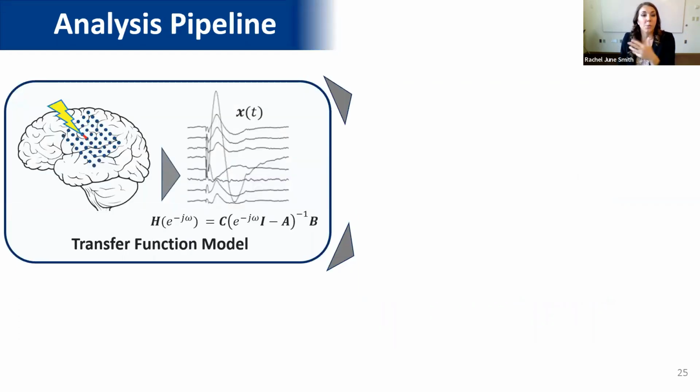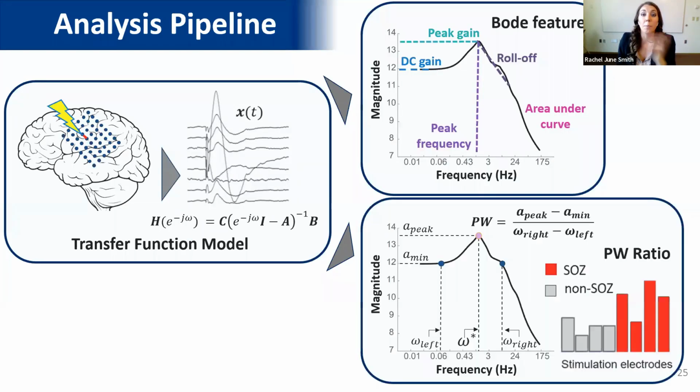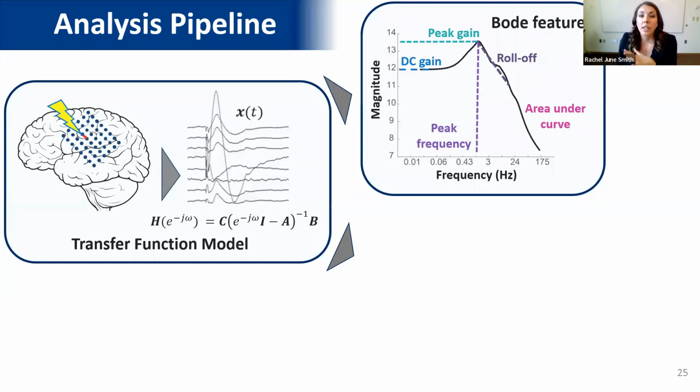So the way we're doing this, we get our transfer function model from SPES, and then we build these Bode plots, and we're looking for different features that may be indicative of where the seizure onset regions are and maybe predict surgical outcome.